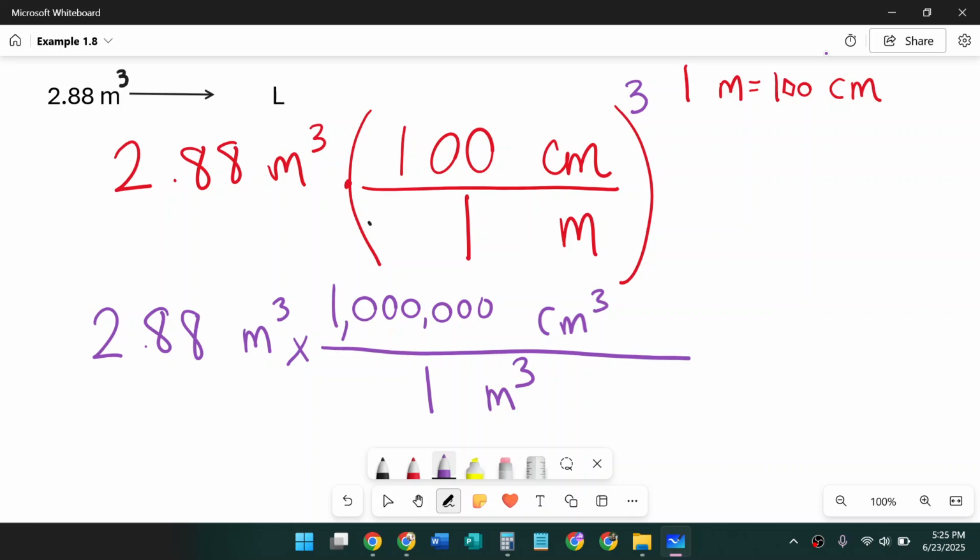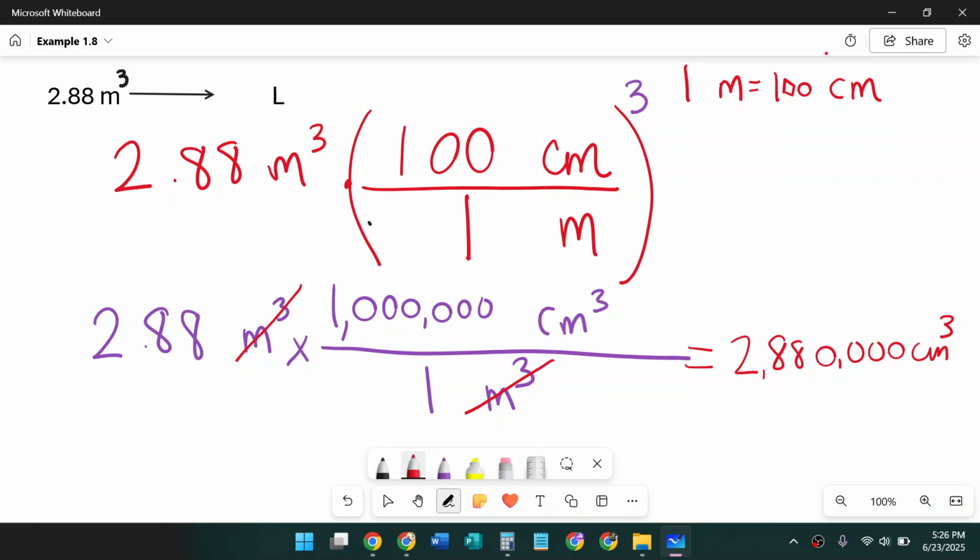You can also type it into your calculator just like 100 to the third when you multiply this other number. All right, so our meters cubed are going to cancel out, and we're going to be left with 2.88 times 1 with a lot of zeros, and that's going to give us centimeters cubed. So in this case, that will be 2,880,000 centimeters cubed. And that's good because that's the unit that we want, because that means that we have something that converts easily to milliliters.